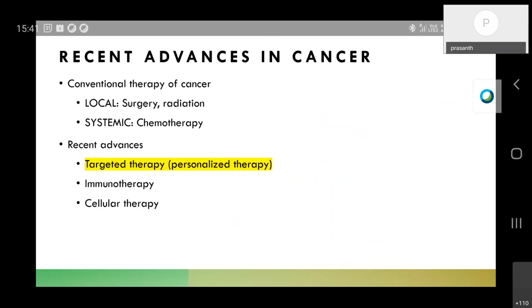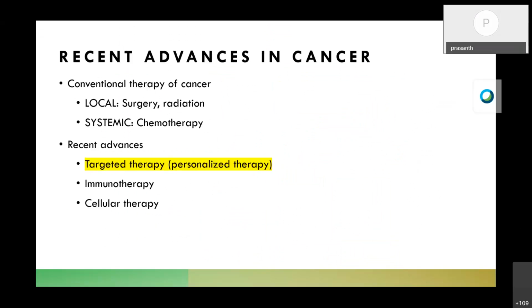I don't have a lot of time. So I thought the recent advances in cancer is the other part of my talk. I'll just very briefly touch upon one area, the targeted therapy. As you know, the conventional therapy of cancer can be divided into local therapy, in the form of surgery and radiation, and systemic therapy, in the form of chemotherapy. In recent times, 3 main things have changed. One is this concept of targeted therapy, or what we call personalized therapy of cancer, and immunotherapy and cellular therapy, which I think you've already had a discussion on earlier by Dr. Biswajit. So I won't be touching on that. I'm going to talk only about targeted therapy and this concept of personalized therapy.